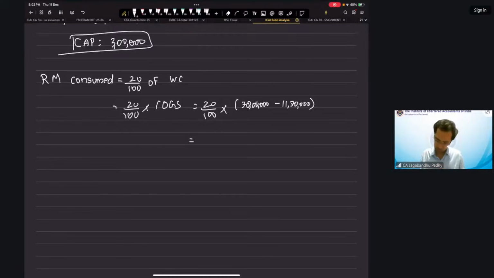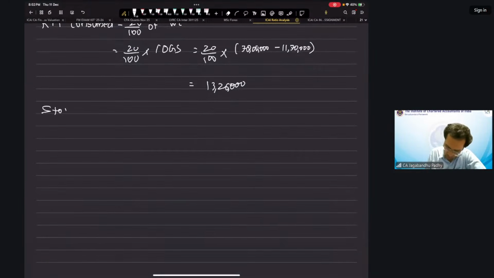78 lakhs minus 11 lakh 70,000. On that, we are going to take it as 20%, which is 13 lakh 26,000. This is the raw material consumption.